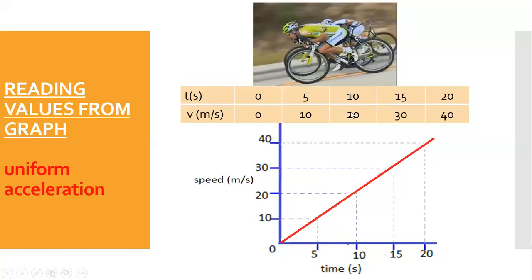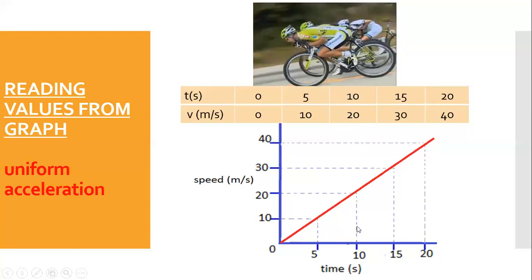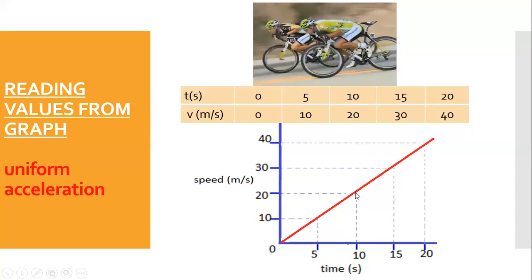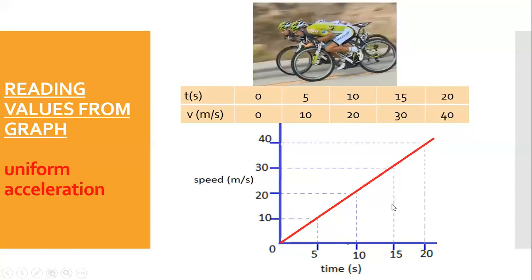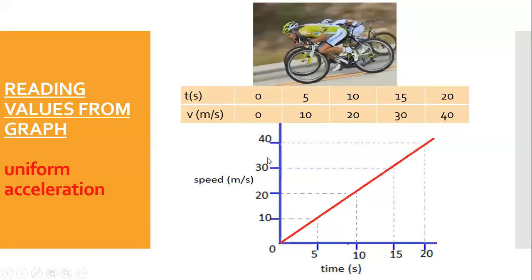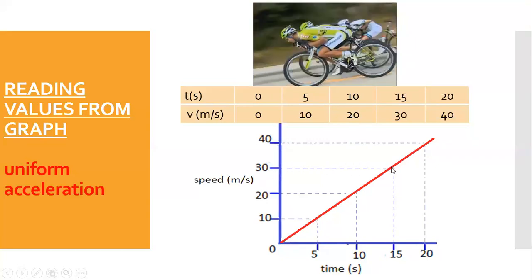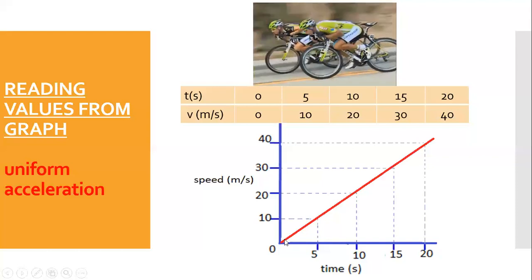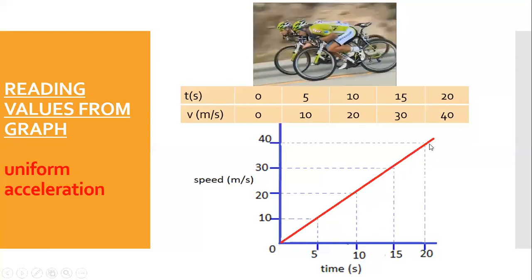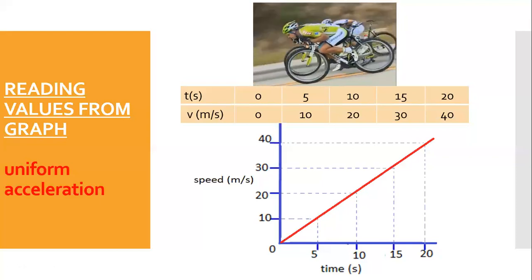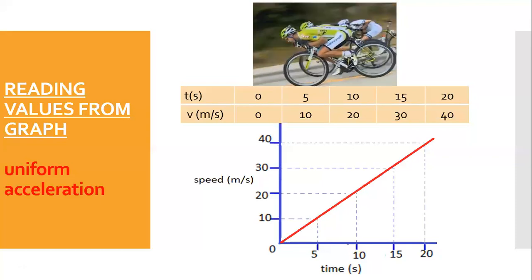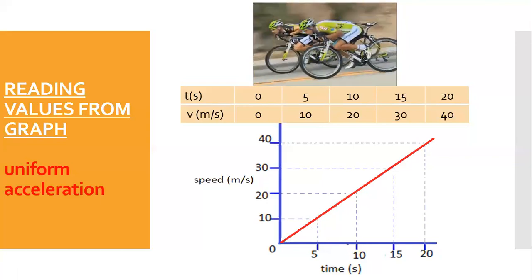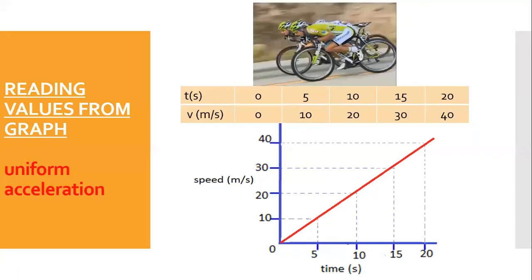Then at time 10, speed was 20. Again, you will take a pencil and a scale. From 10 on the x-axis, you will take 20 on the y-axis. Wherever the two points meet, you will put a dot. Then at 15, it was 30. So from 15 you will extend a line, from 30 you will extend a line, and wherever the two points meet, you will put a dot. And so on and so forth for 20 and 40. Then you will join the dots and you will get a straight line. Now let's find the value of acceleration using the gradient, and the area under the gradient will give us the distance covered by the cyclist.